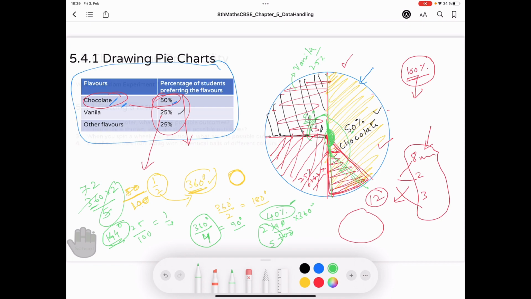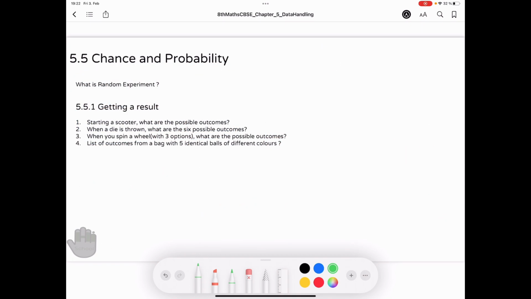Section 5.5, chance and probability. In this chapter on chance and probability, we will discuss what a random experiment is as well.